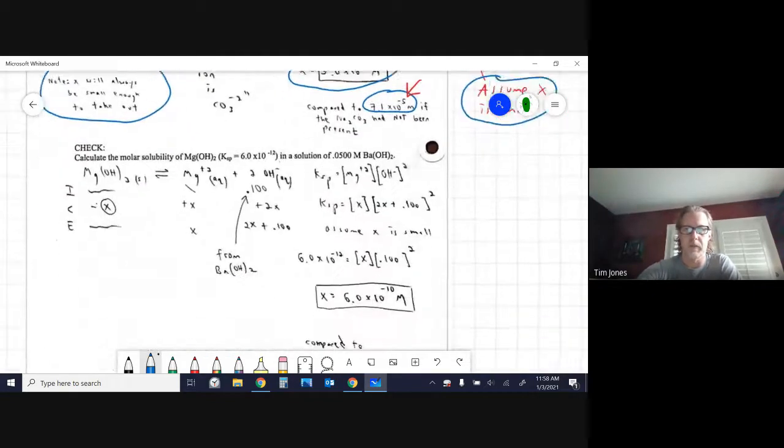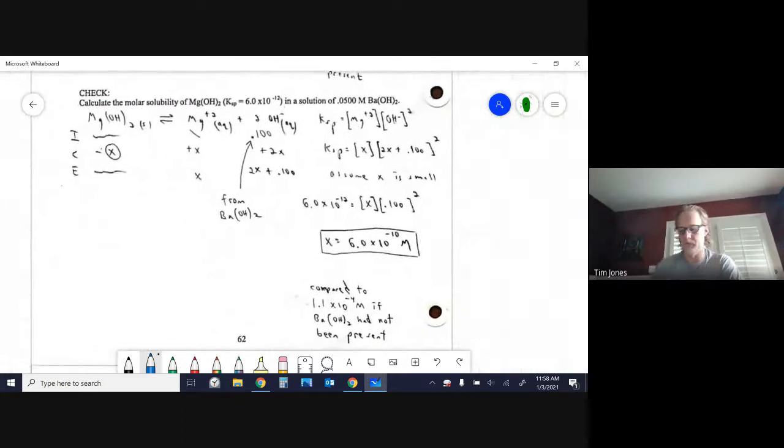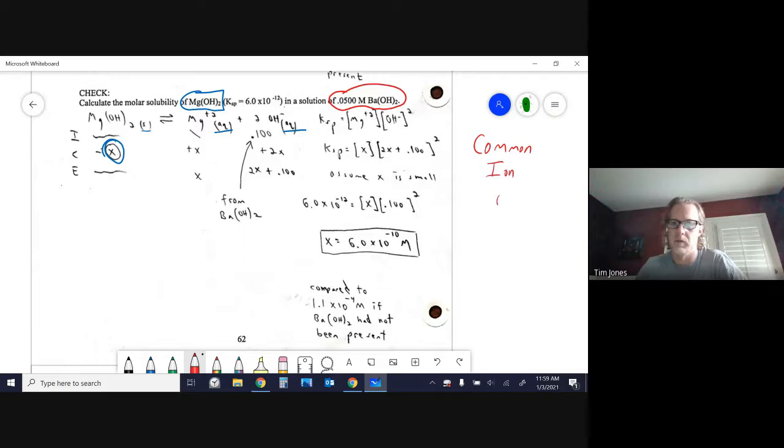Next problem is similar, but it does throw a couple of things to be aware of. This time we're trying to dissolve magnesium hydroxide. So I write out my equilibrium system, again with the solid on the left, dissolved ions on the right. Ice chart, we're solving for this. And this time, we're going to put it in a 0.05 molar solution of barium hydroxide. So the common ion in this case is hydroxide.